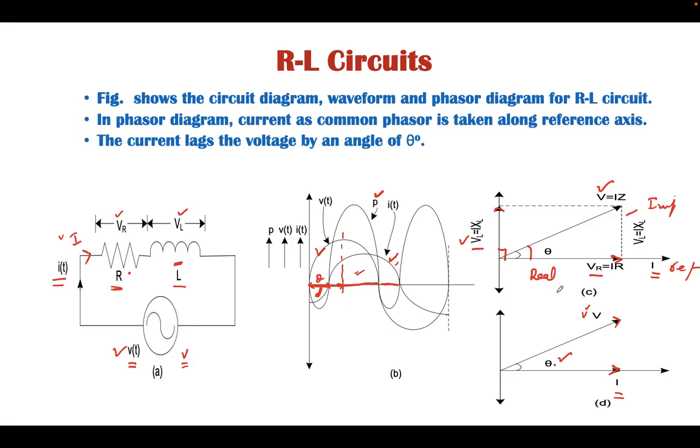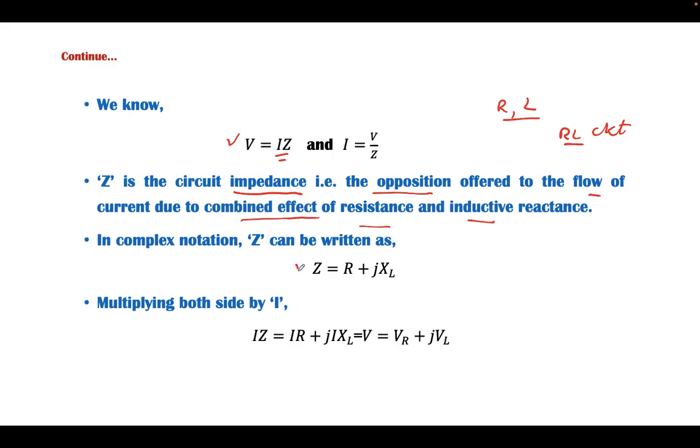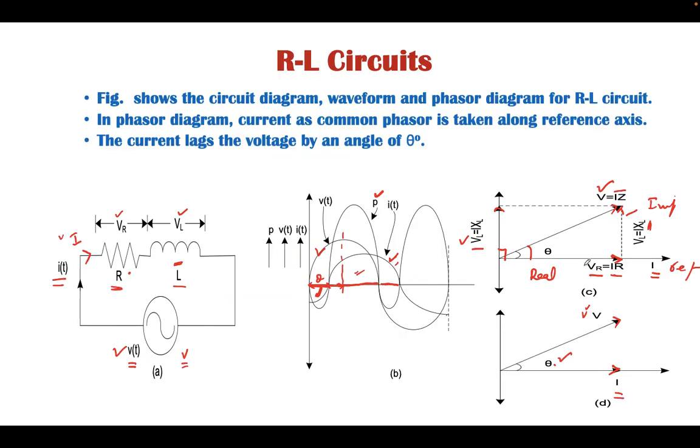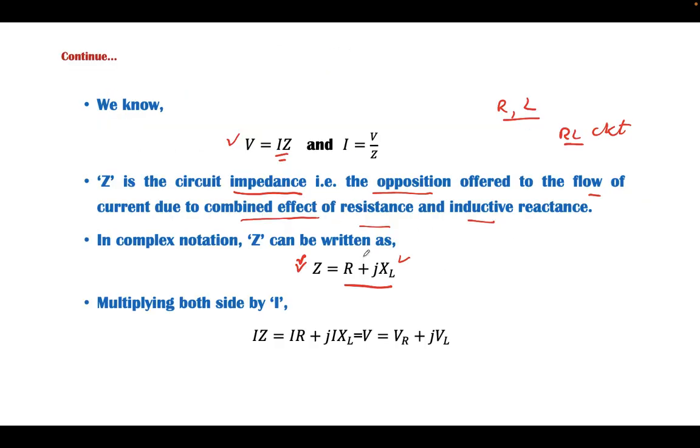Now, in this diagram, this is I into R, this is I into XL, and these two vectors give I into Z. If these three vectors in this triangle are divided by I, we will have R, XL and Z. Resolving this, we can write it in phasor notation. Using phasor notation, Z will be equal to R plus jXL, because XL is above the reference axis, and hence it is taken as plus here.